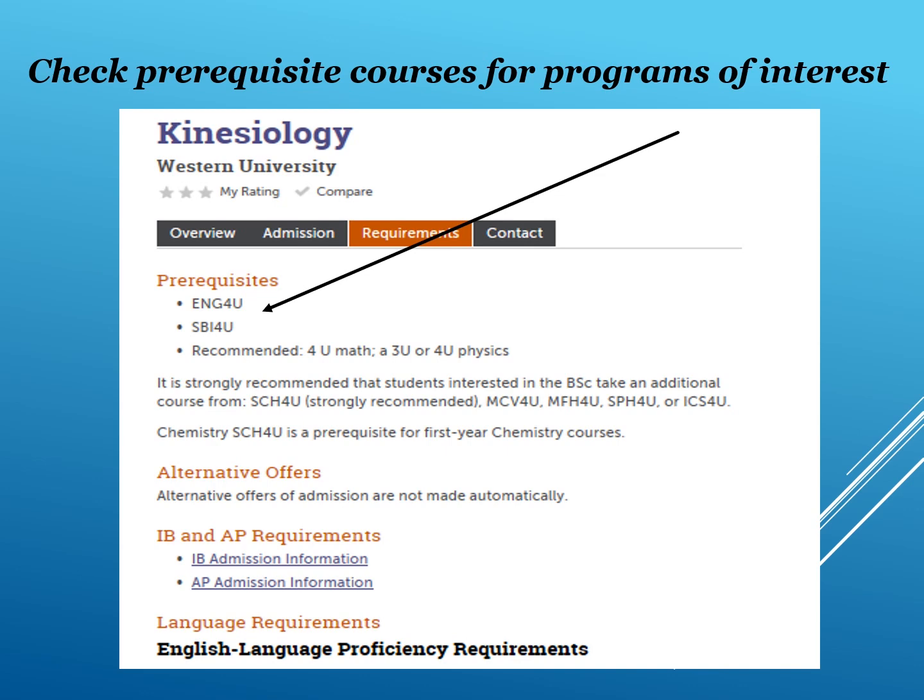If you were to click on the requirements tab, you'll see what the prerequisites are, any recommended courses. Now, when they say recommended, the universities are saying that that course would be helpful when you are taking the program, but it is not used to include or exclude someone from the program when they are applying.